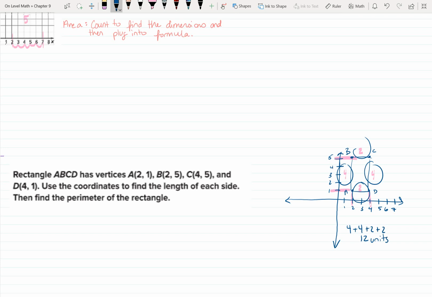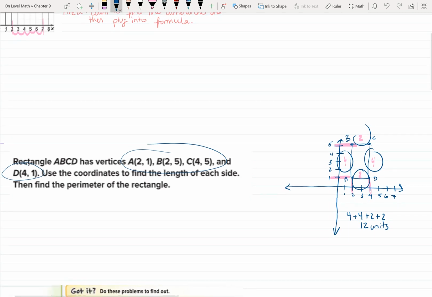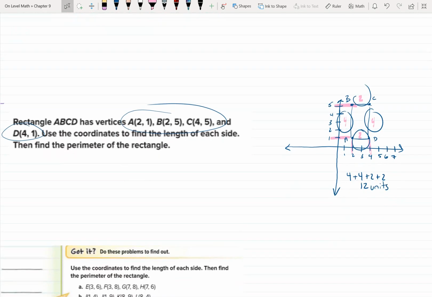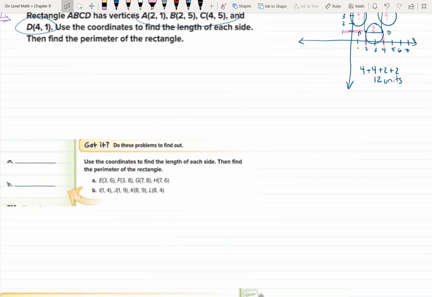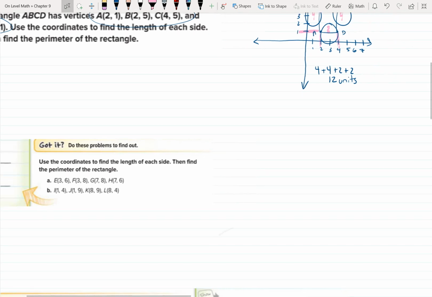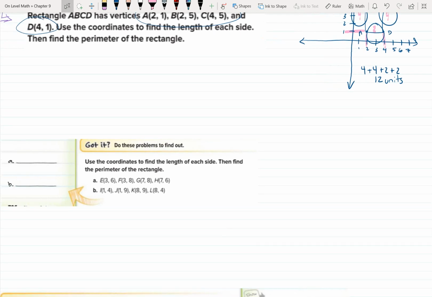You're kind of graphing it a little sloppily, that's fine, but you need to be sure you're comfortable graphing those ordered pairs. Alrighty, so instead of you doing the got its independently, we're going to do them together. We're just going to do got it A because it's very similar to what we just did in example 1. So got it A: use the coordinates to find the length of each side, then find the perimeter.